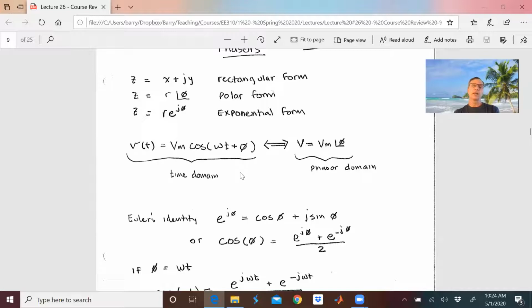Now, when we're doing AC circuit analysis, we're often doing it at one frequency. And so when we go into the phasor domain, we use this shorthand where we say big V is equal to V max at an angle of phi. So I tossed the frequency, didn't I? So that's kind of important to remember in phasor problems.